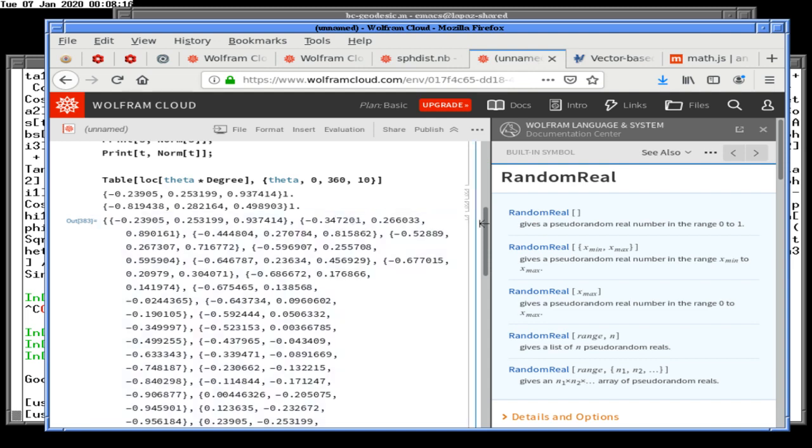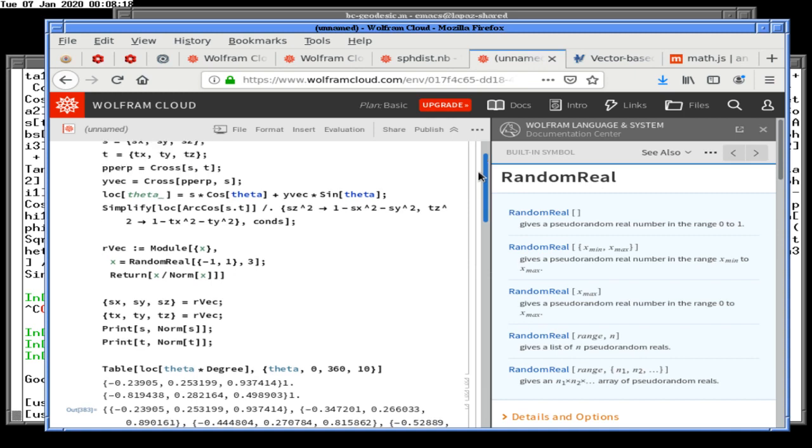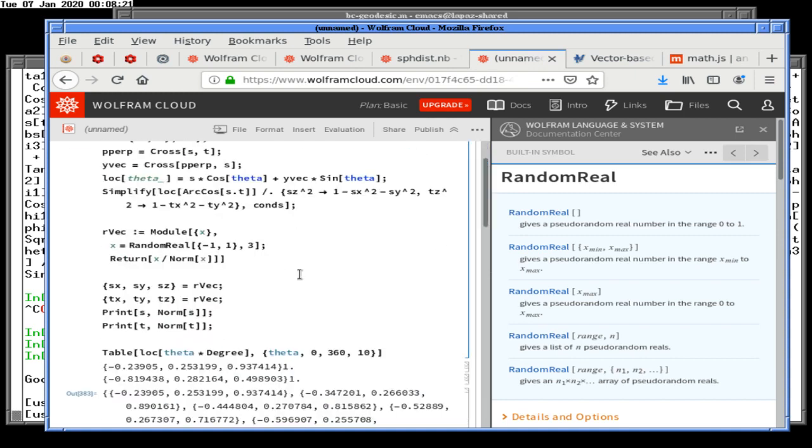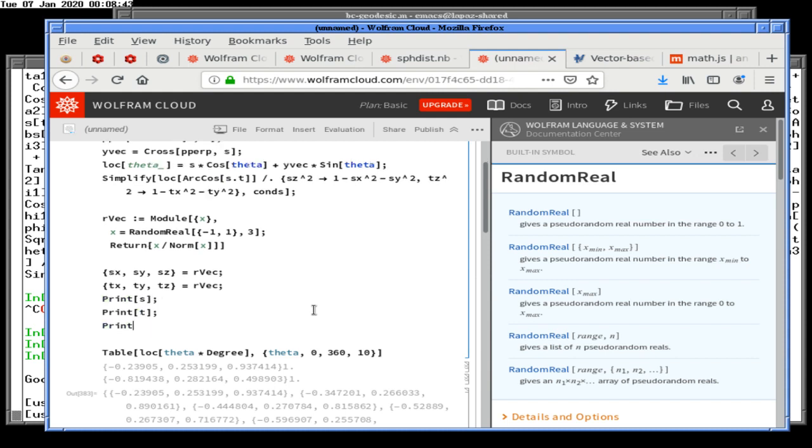Well, another way to do this is to actually look at the angle formed by TX, TY, TZ. So we don't need to print that anymore, but we do need to print S, we do need to print T, and then we need to print vector angle between S and T. And because I'm sick to death of radians, we'll say degrees.